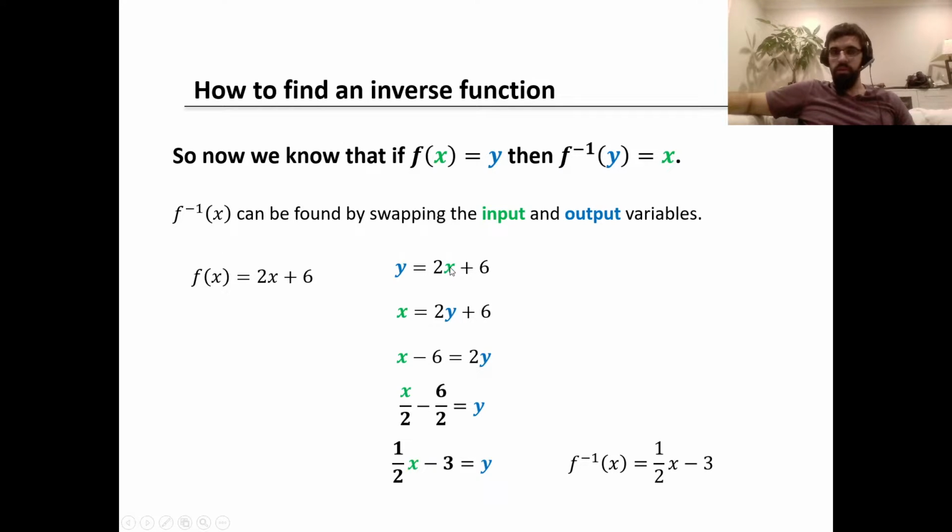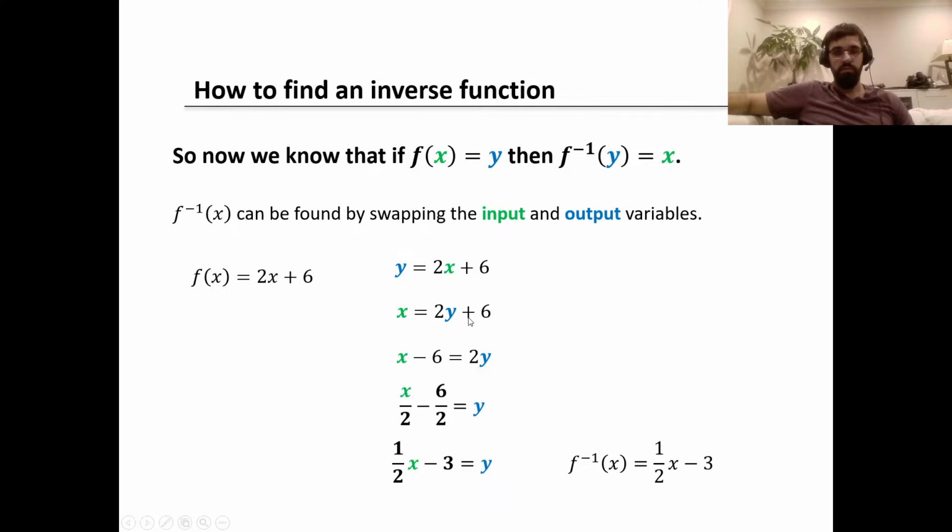And if we're swapping the input and the output around, then in our equation, we're going to move x and y to where each other are. So instead of y equals 2x plus 6, it's going to be x equals 2y plus 6. We're just swapping the x and the y around. And then from there, we're going to solve for y.